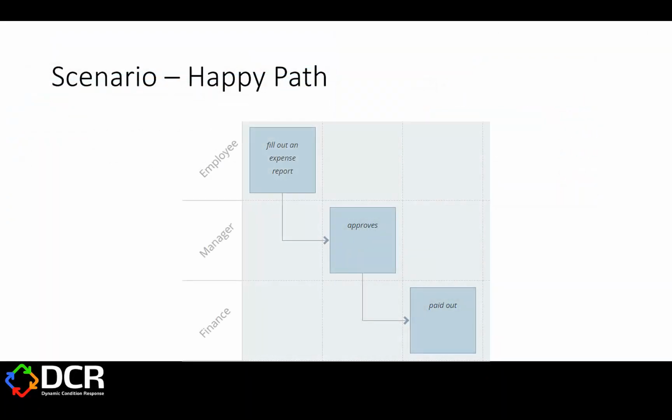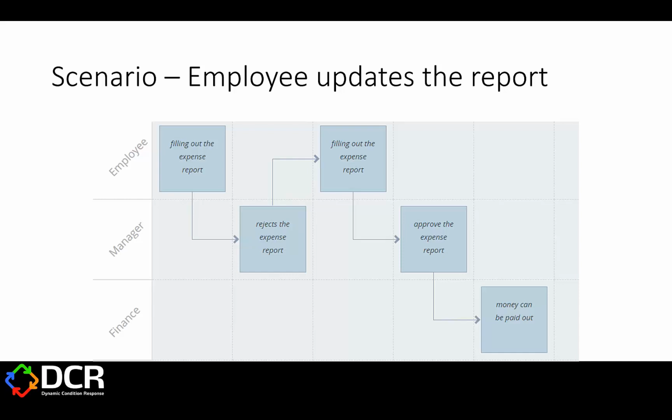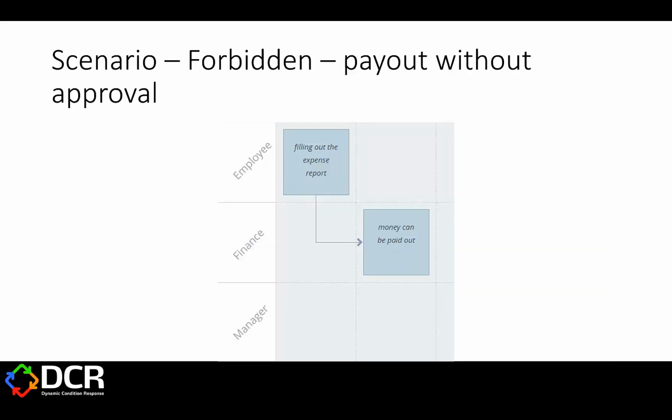the happy path, which is the obvious part where the employee fills out the expense report, the manager approves, and finally finance pays out the money. We also have a scenario where the manager changes his mind, first rejects and then later approves, so money can be paid out. We have an example where the manager rejects, leading to the employee changing their expense report, which is later approved and then paid out. We also have this funny scenario where the manager changes his mind 4 times. And finally, we have a forbidden scenario where payout happens without approval.